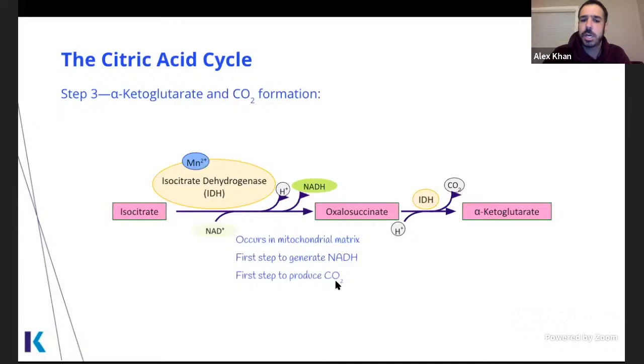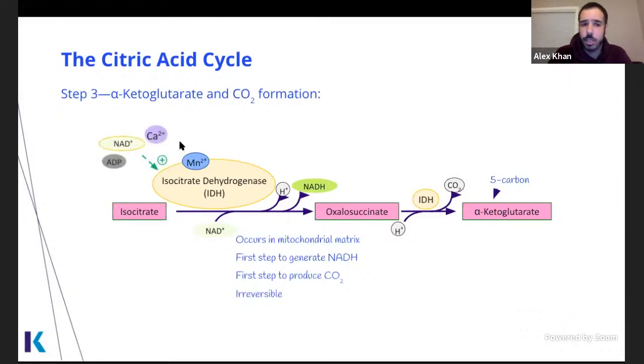and also production of CO2, which slashes the number of carbons. And here, when it says first step to generate NADH and first step to generate CO2, they're not talking about steps inside this reaction. It's talking about the first step in the Krebs cycle to produce NADH and the first step in the Krebs cycle to produce CO2. So this is one of the big steps. It's one of the really, really big steps. In fact, it is the rate determining step in the Krebs cycle.